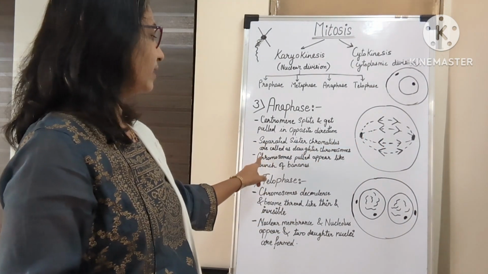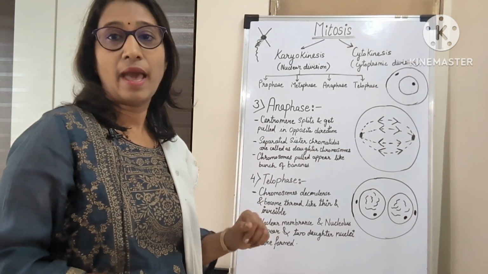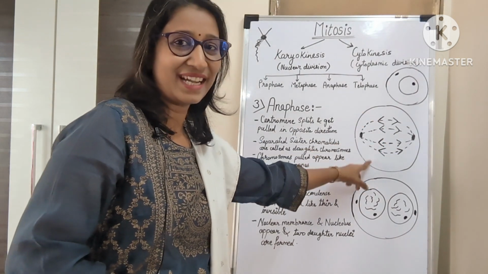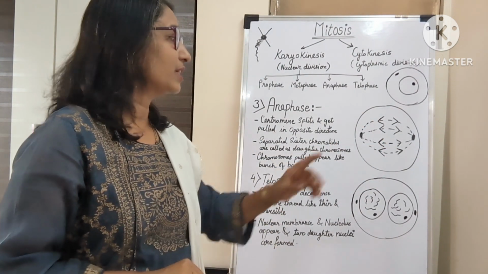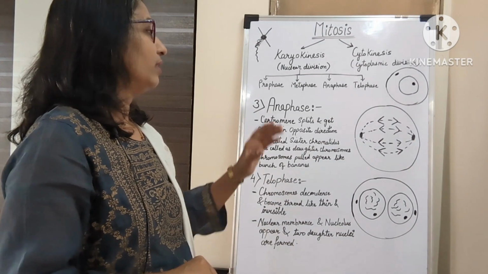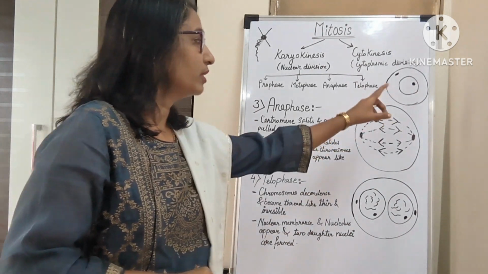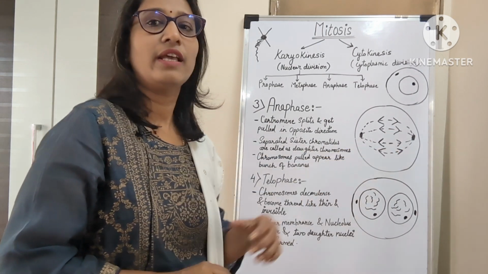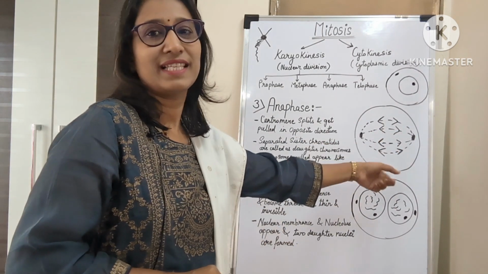Then the next point is the chromosomes pulled apart. These chromosomes appear like a bunch of bananas. You can imagine a bunch of bananas. Now the last point: there are 2 sets of chromosomes at the opposite poles of the cell.